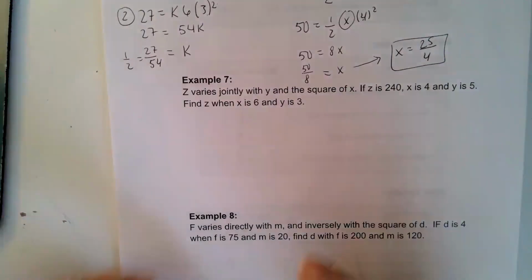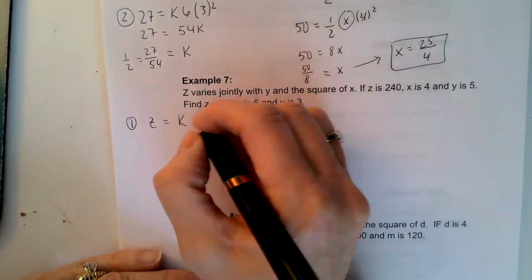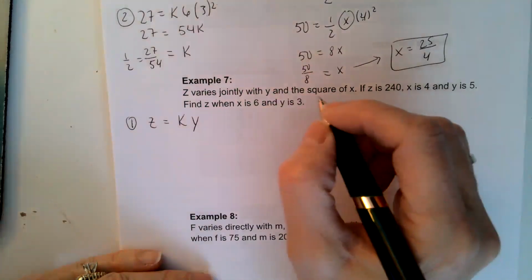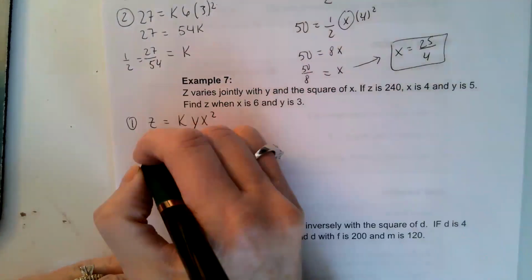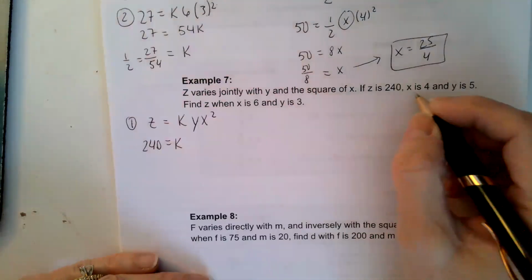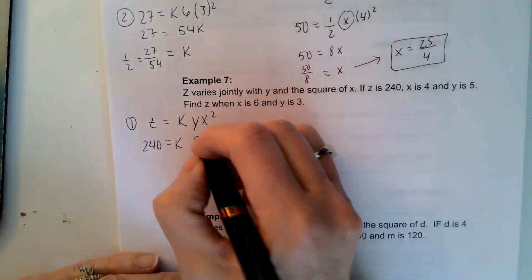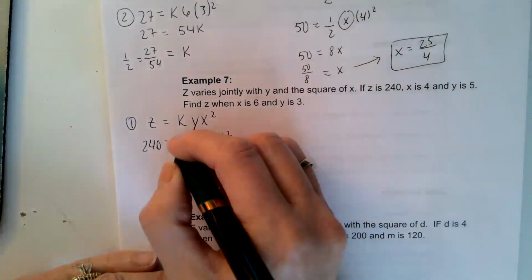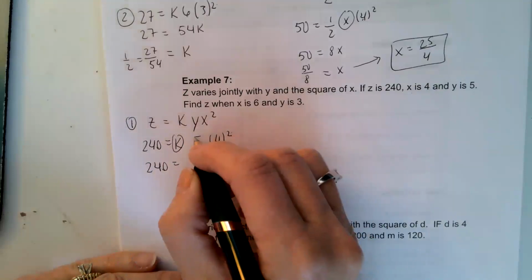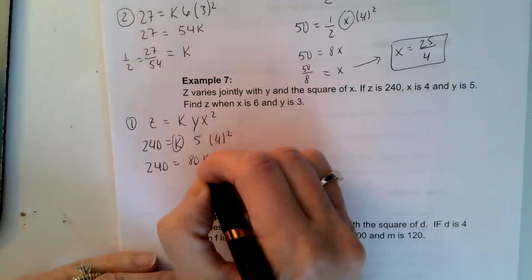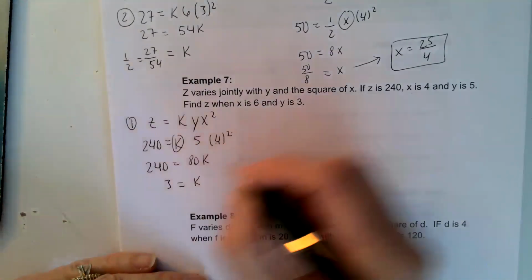Let's look at example 7. It says z varies jointly with y and the square of x. Okay, similar to the last one. So if z is 240, x is 4, and y is 5. Okay, so we have to find k. So 240 equals 4 squared is 16 times 5 is 80. So 80k. If we divide both sides by 80, k must be 3.